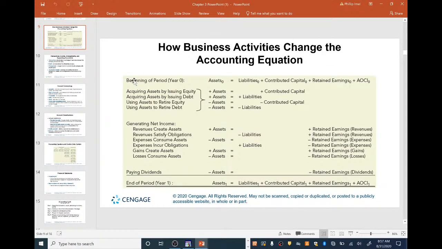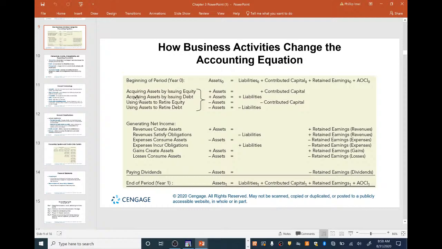Okay, now let's talk about how business activities change the accounting equation. Okay, so let's look at the very top here. This is the beginning of the year period, or beginning of the period, year zero, right? So we have just assets equals liabilities plus contributed capital plus retained earnings plus AOCI. So pretty much the same, just the accounting equation. Assets equals liabilities plus equity, right? So let's say first, remember this is business activities, how they change the accounting equation.